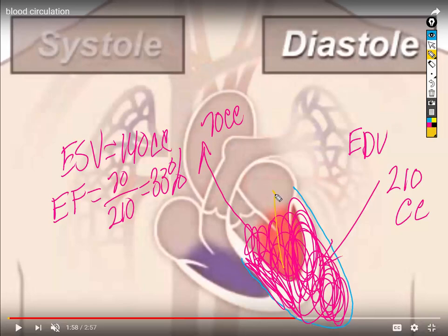It came from the left atria. Where did the left atria get it? Pulmonary veins. Where did the pulmonary veins get it? Pulmonary venules, pulmonary capillaries, and it will start pushing fluid into the alveoli, and you get pulmonary edema.